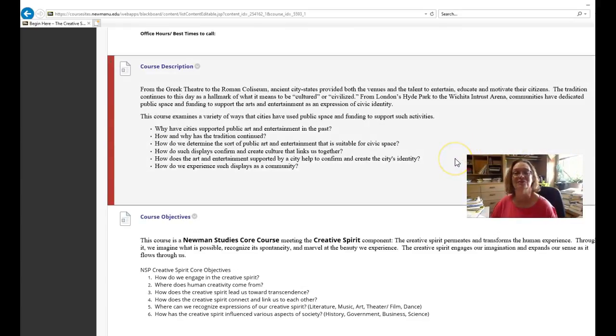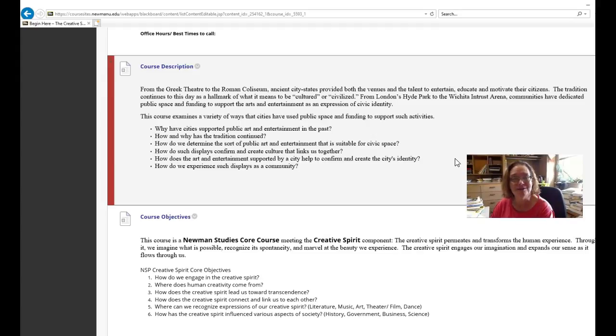From the Greek theater to the Roman Colosseum, ancient city-states have provided both the venues and the talent to entertain, educate, and motivate their citizens. The tradition continues to this day as a hallmark of what it means to be cultured or civilized. We have that in inverted commas because those are loaded terms, right? From London's Hyde Park to the Wichita Intrust Arena, communities have dedicated public space and the funding, the money, to support the arts and entertainment as an expression of civic identity.